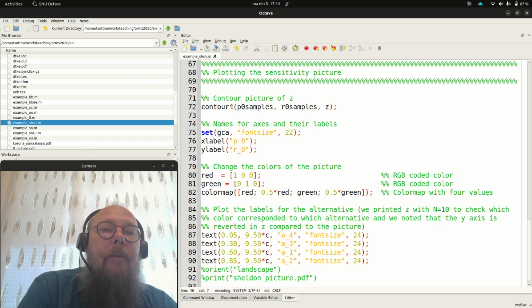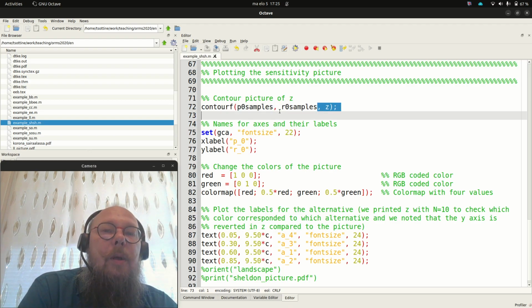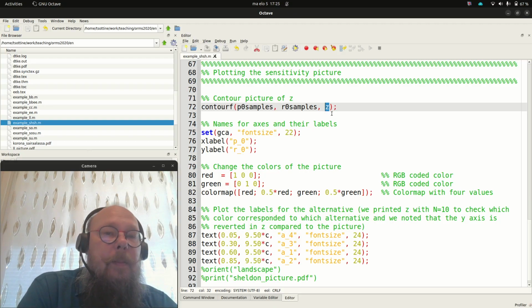So contourf here means filled contour. It's a contour plot where x-axis X is P0 samples, R0 samples are the Y values, and then Z is what is to be plotted. So this does the plotting. I could have only this, but then the plotting would not be very nice. So then I fine tune a little bit.